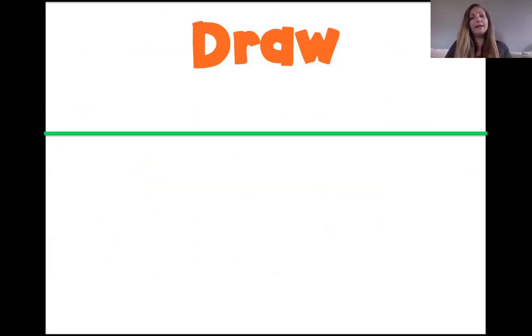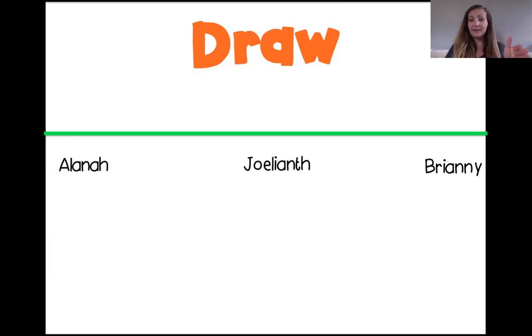So I made this big line, and then who's going to be on the ends of the line? It said Alanah and Brianny, right? And who's in the middle? Joelianth's in the middle. So I knew I had that. And you could just write their initials like A, J, and B. Okay, so I know that Alanah and Brianny are on the ends, Joelianth's in the middle.